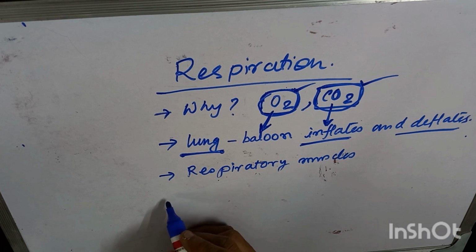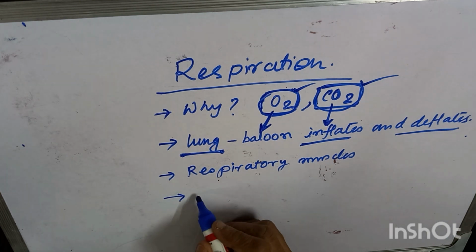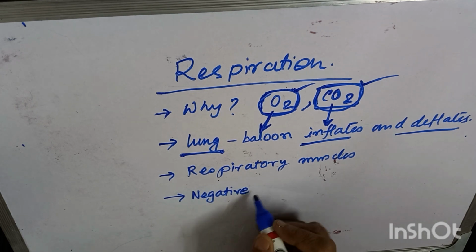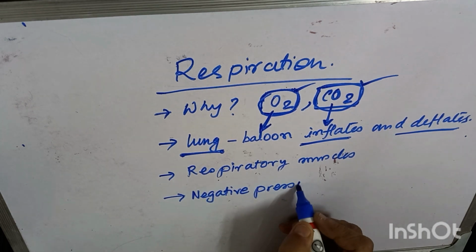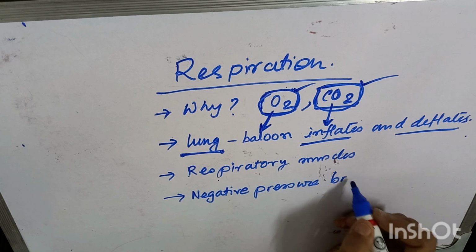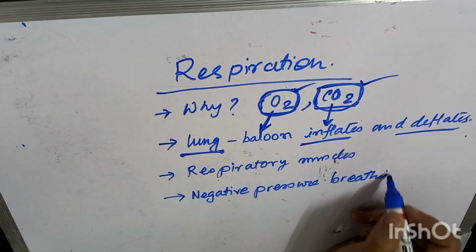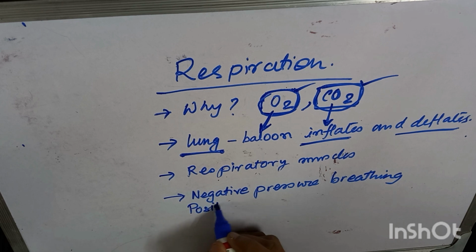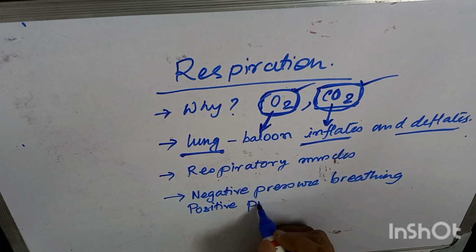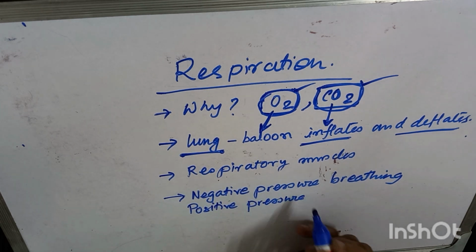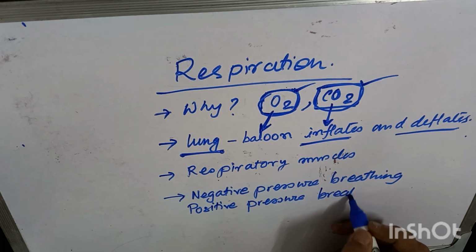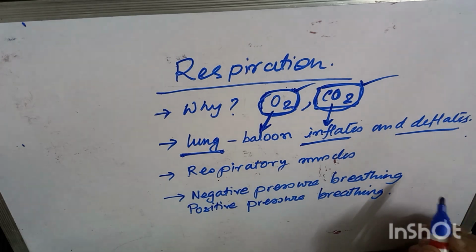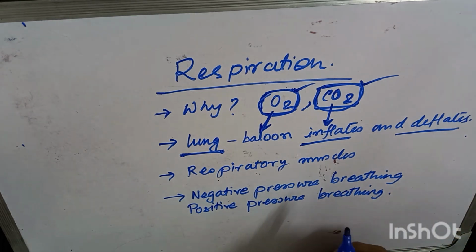I'll tell you that there are two types of respiration. One is negative pressure breathing, that I have just told you. And the other one is positive pressure breathing. Now the one that I just described is negative pressure breathing.